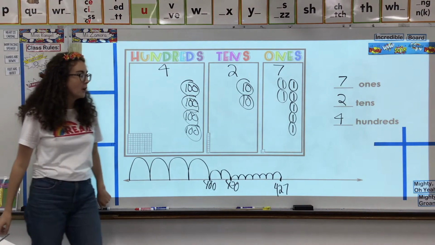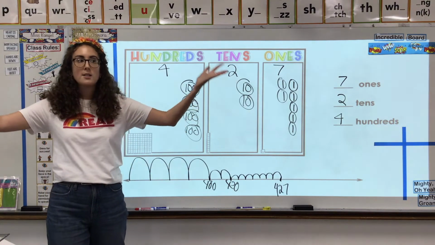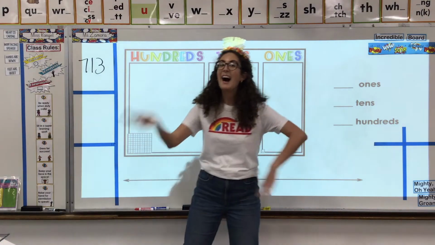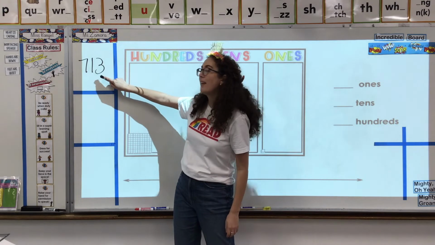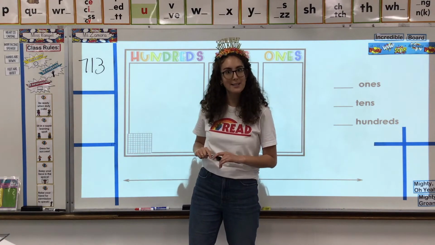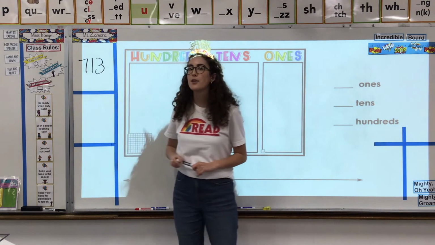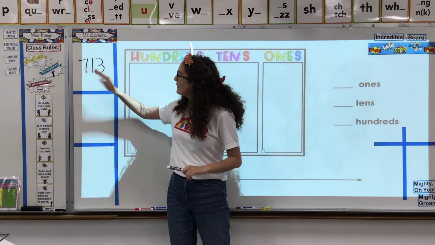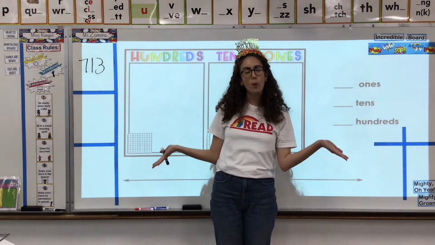Okay, awesome people. We're going to do one more great drawing together. So let's, of course, reset. Okay, with your nice reset board, I want us to take a look at this number. I didn't write it on the chart because you're going to test yourself. So this is the number 713. In 713, can you tell me how many ones are there?